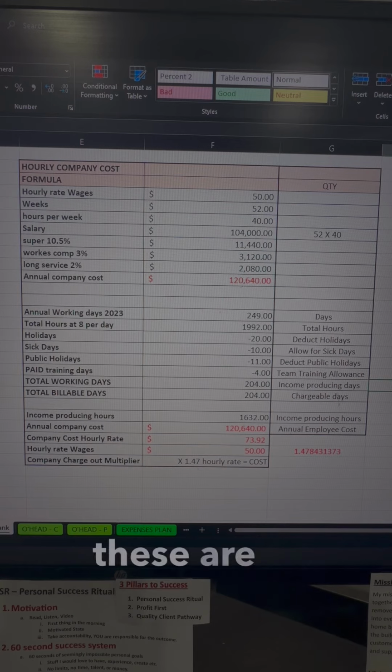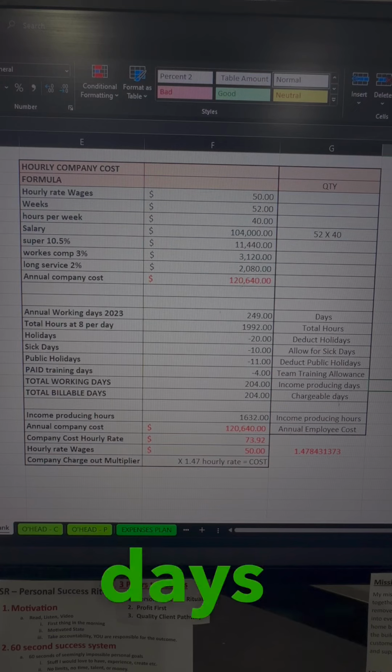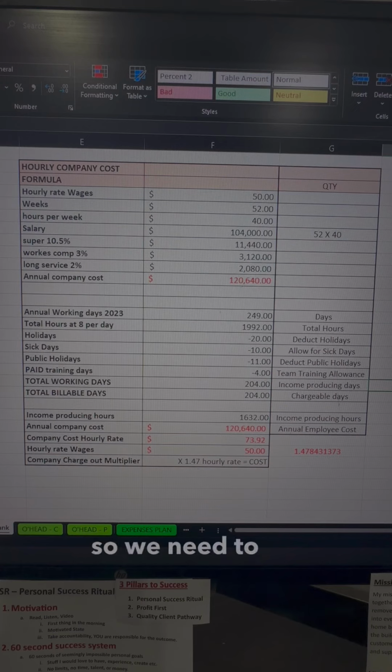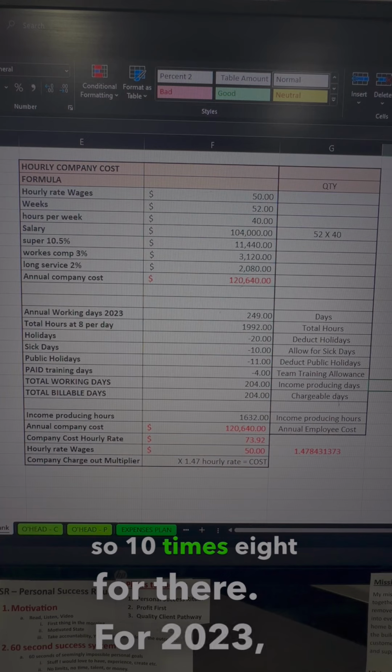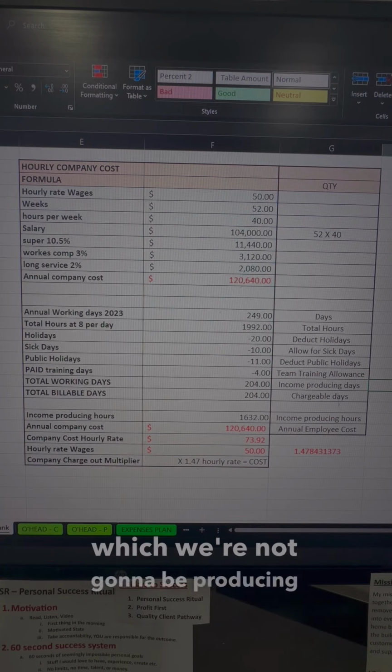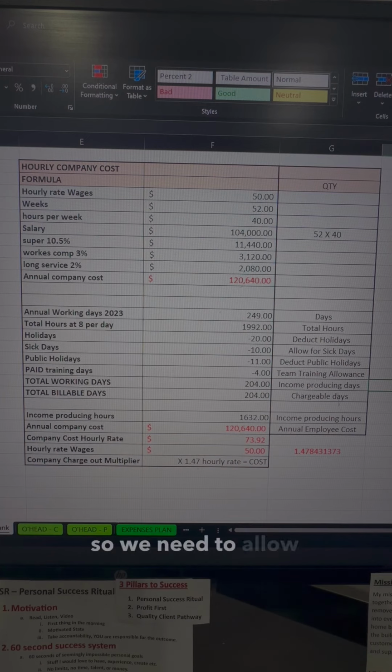We then need to think about deductions. These are days that are going to cost the company money, and you'll be paying the employee but not producing income. So we've got 20 holiday days there, so we need to be deducting 20 days at 8 hours a day. Every employee has an annual allowance of 10 sick days, so 10 times 8 for there. Public holidays in 2023, we've got 11 days, which we're not going to be producing income. So we need to allow for this as well.